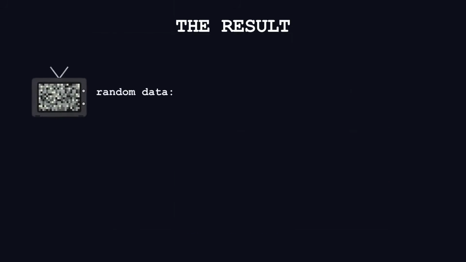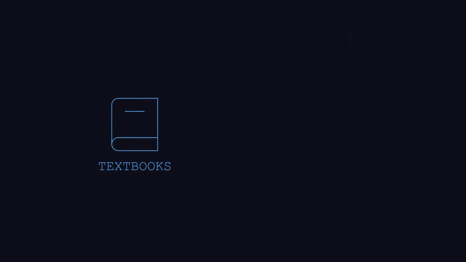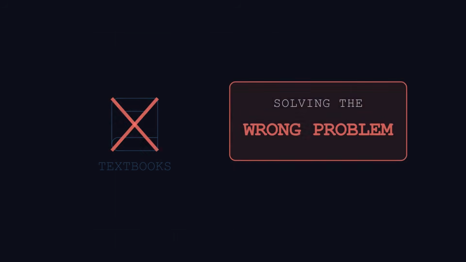The result? On random data, it matches merge sort, O of n log n. But on data with any existing order, it approaches O of n, linear time, for free. So why did Timsort win? Because the textbooks were solving the wrong problem.